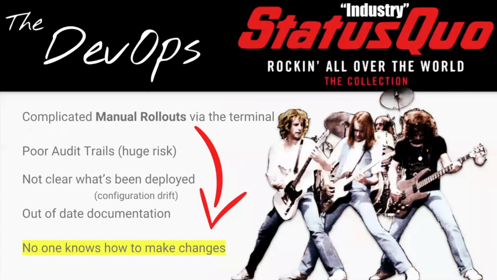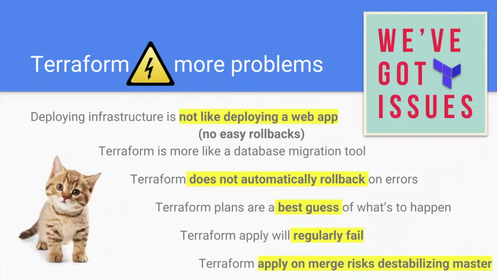There's one area, though, that I think has stagnated, and the status quo is how we actually deploy our infrastructure. These have evolved into complicated manual rollouts that are done on the command line. Because of that, we have poor audit trails. I'm not even suggesting that somebody did something bad. I just want to go back sometimes and see what happened to understand what the current state is. Because of this, it's not really clear what's been deployed, and this leads to configuration drift, where sometimes I'll go into a project and run terraform plan expecting zero changes, and suddenly I see a whole lot of changes, and that's not making me feel good. That, combined with out-of-date documentation, results in no one knowing what is going on or how to make changes. If you're using Terraform, we've got a few more problems.